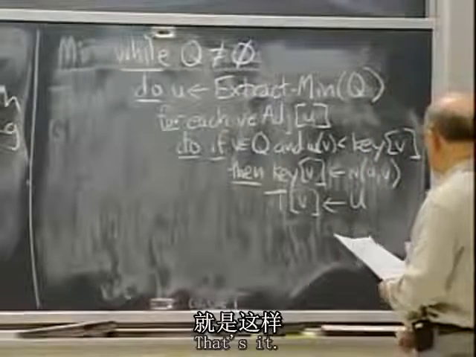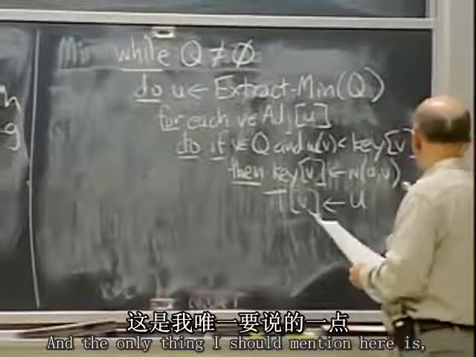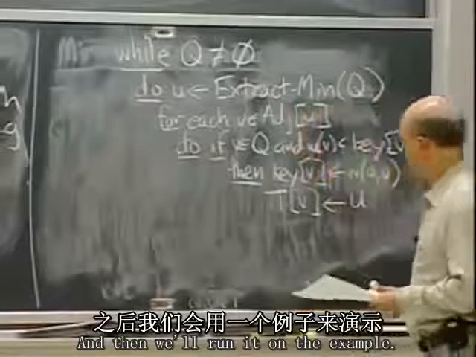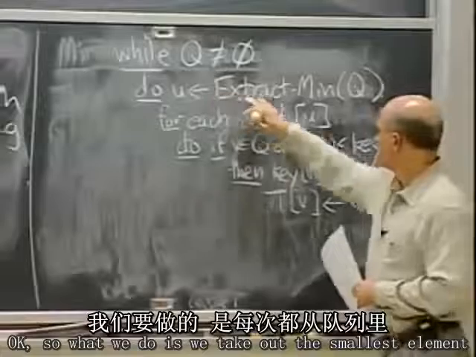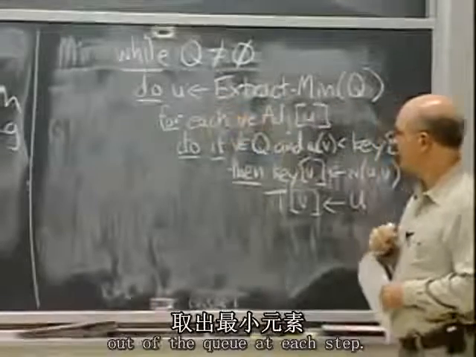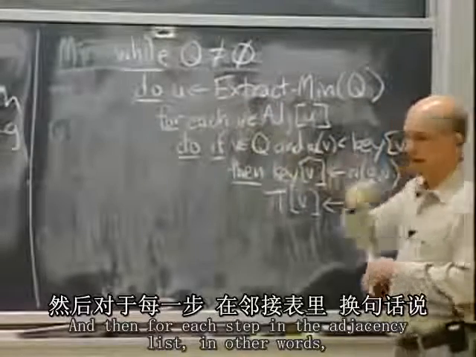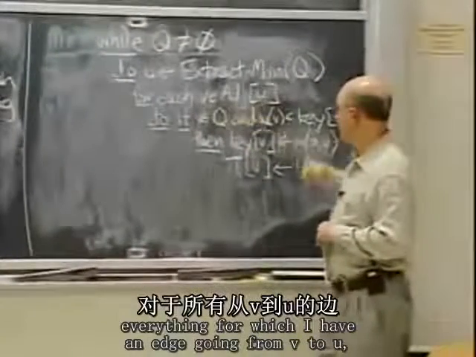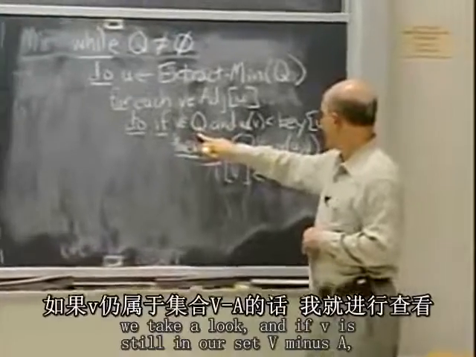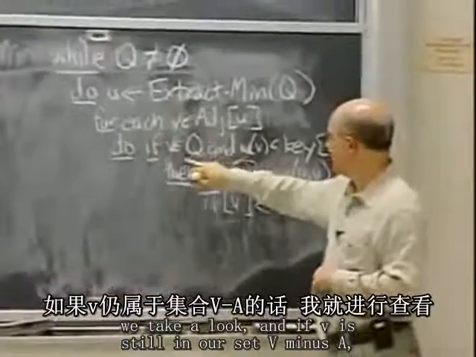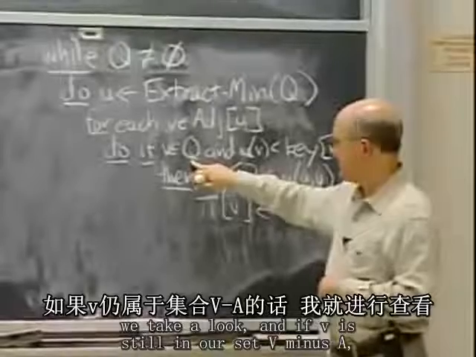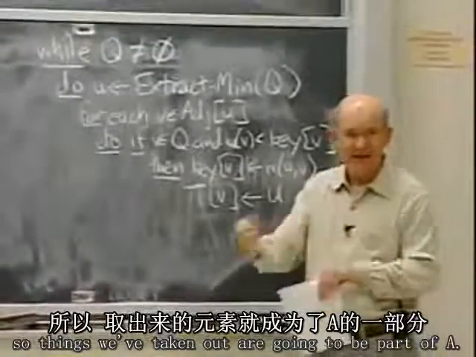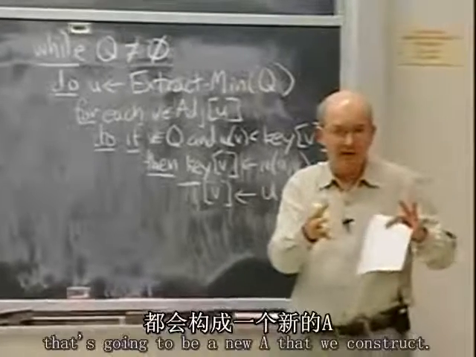That's it. Let's just see what's going on here, and then we'll run it on the example. What we do is take out the smallest element out of the queue at each step, and then for everything in the adjacency list, in other words, everything for which I have an edge going from V to U, we take a look, and if U is still in our set V minus A. The things we've taken out are going to be part of A. Every time we take something out, that's going to be a new A that we construct.